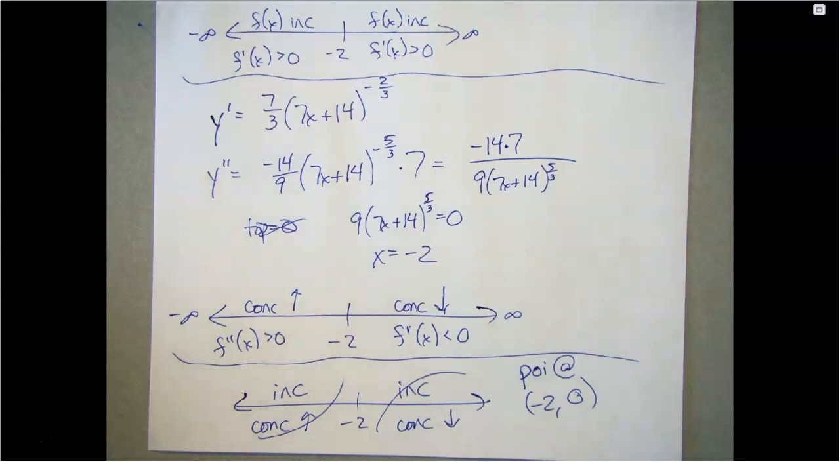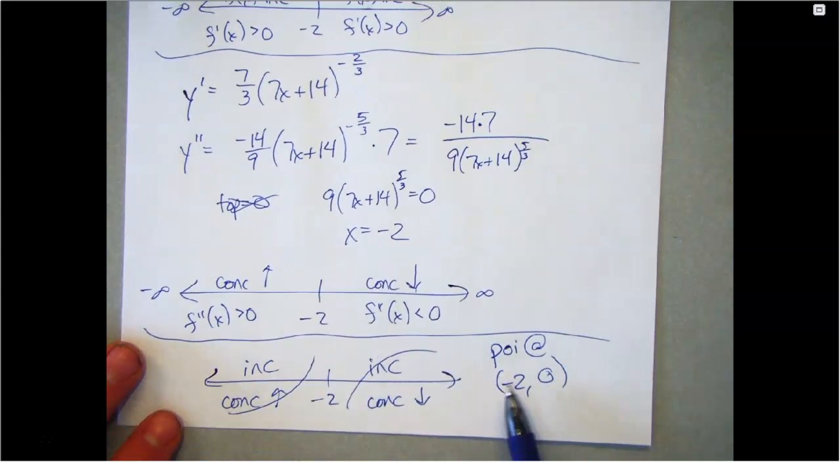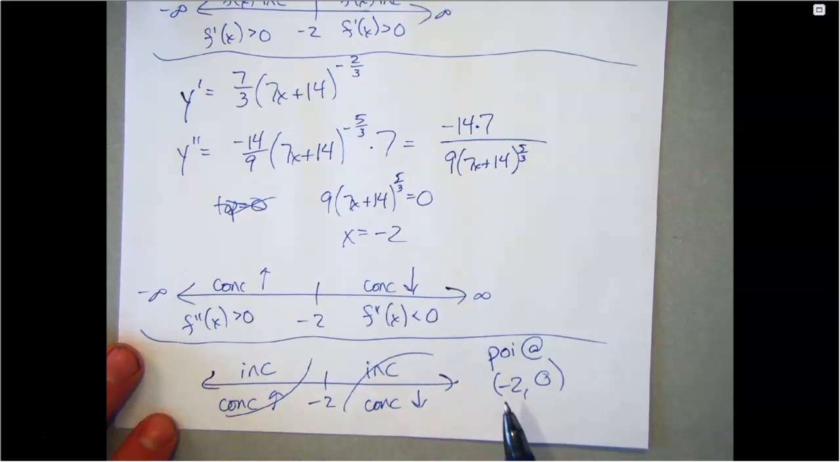For number 2, I actually did find the y value for the point of inflection because I didn't have any other points to put on my graph. There was literally no other point. I didn't know where to start my graph, so since I had this already, I just plugged it in.